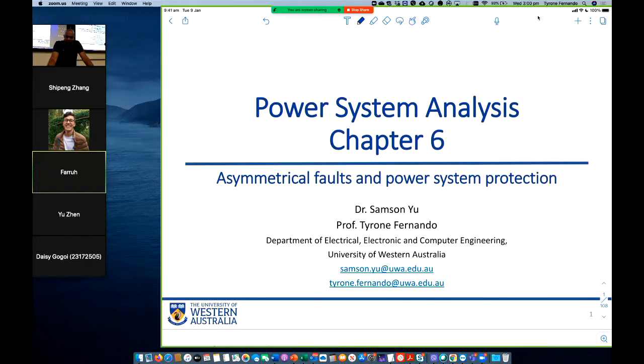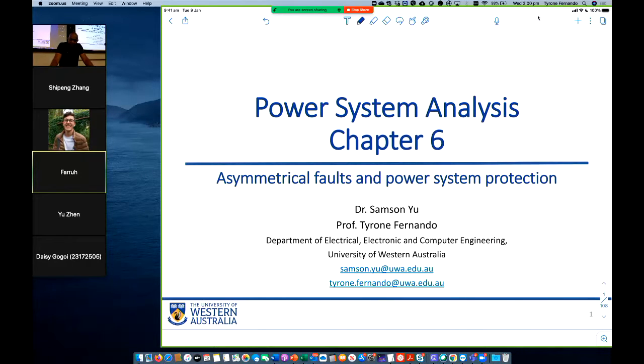Today, we're going to look at Chapter 6. Chapter 6 is on asymmetrical faults in a power system, and in this chapter, the last final section is on power system protection. So the first part is on asymmetrical faults in this chapter.